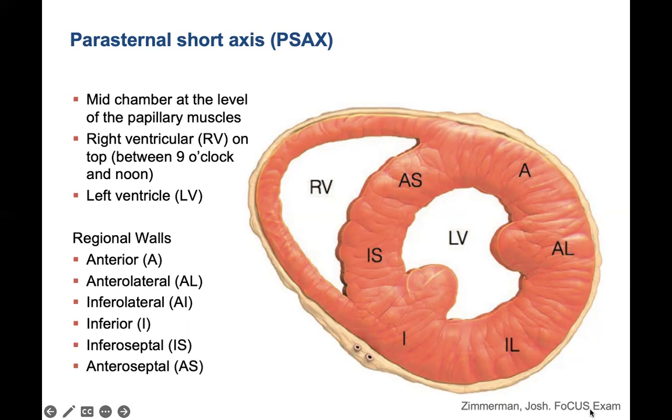This is a great view, as we'll talk about when we get to our more advanced lectures talking about regional wall motion abnormalities. This is a great view to see all of our walls. So we have our 6 walls, remember: anterior, anterolateral, inferolateral, inferior, inferoseptal, and anteroseptal.